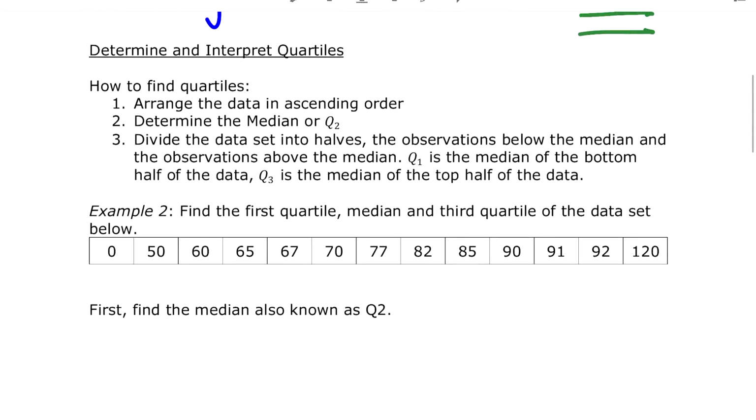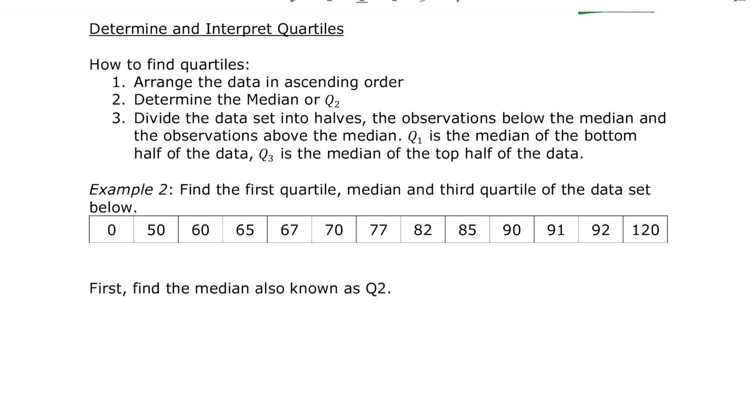So now what we're going to look at is how to determine and interpret quartiles. We're going to look at determining what those quartiles are first, then we're going to talk about how we interpret quartiles. There are three values that we're going to look at when we're finding these quartiles: Q1, Q2, and Q3. We're going to start by finding Q2, which is also known as the median. Once we find the median, Q2, we're going to then find Q1 based on everything less than the median, and Q3 based on everything larger than the median.